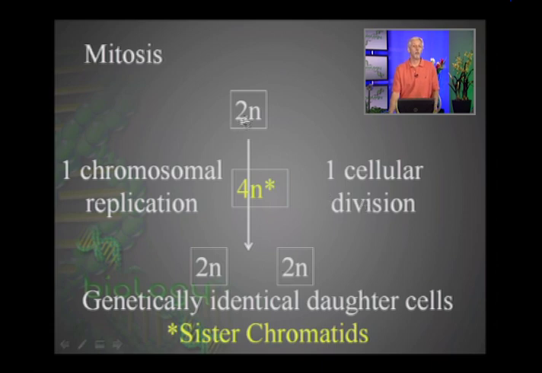So again, start with 1 cell, end up with 2. The ploidy will stay the same. So if we start with a 2N cell, we'll end up with 2N cells. Along the way, we double the number of chromosomes, separate them, and then divide the cell in half. So again, those are the key components of mitosis, and we'll talk about the details here in just a couple of minutes.